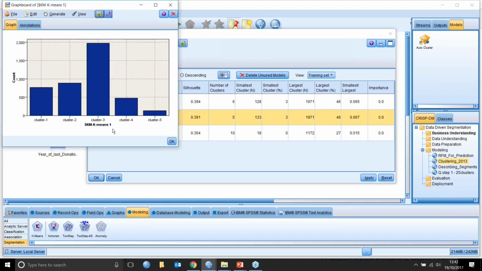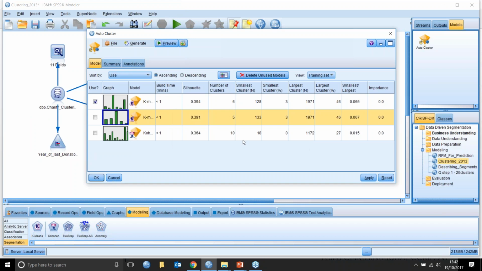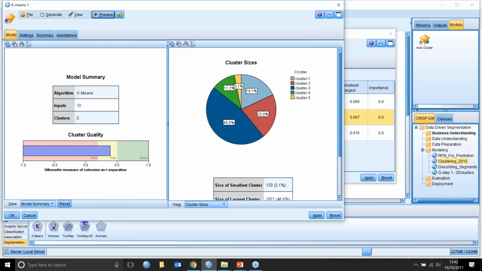So if I double click on that little chart there, you can see that here are the cluster groups: cluster 1, cluster 2, cluster 3, cluster 4, and the smallest one's cluster 5. But of course, we're stuck with this problem. Well, who's in these clusters? It doesn't tell us.